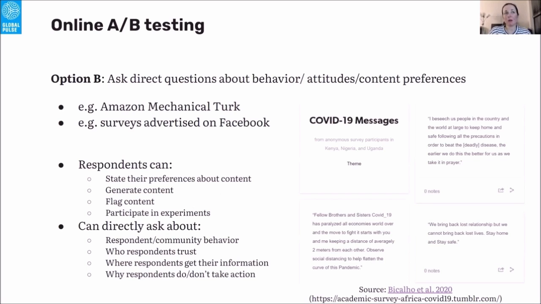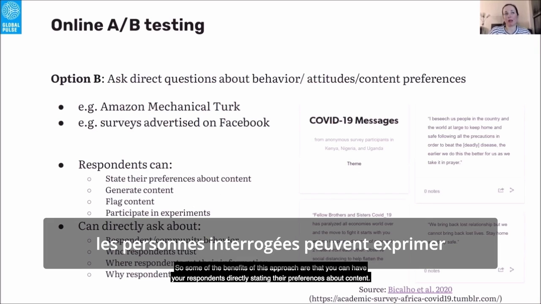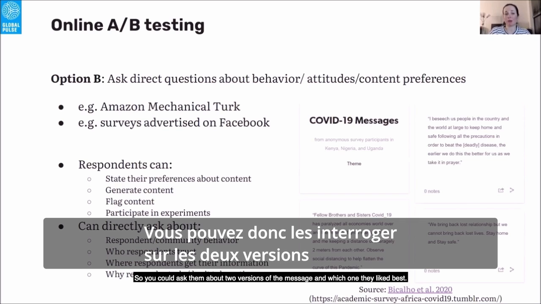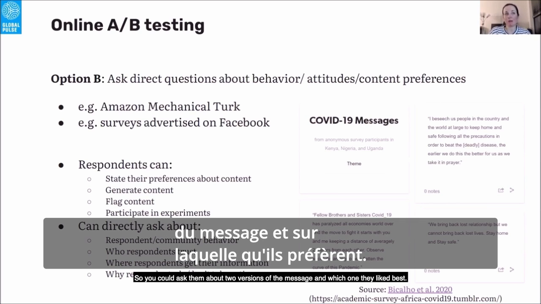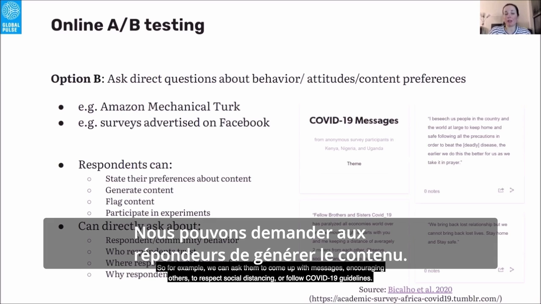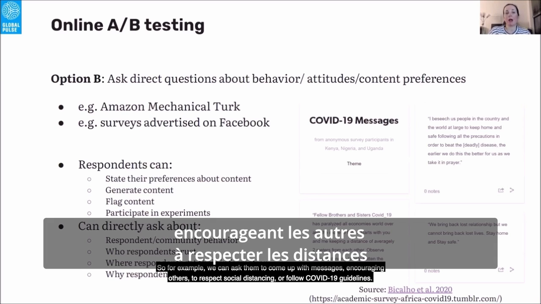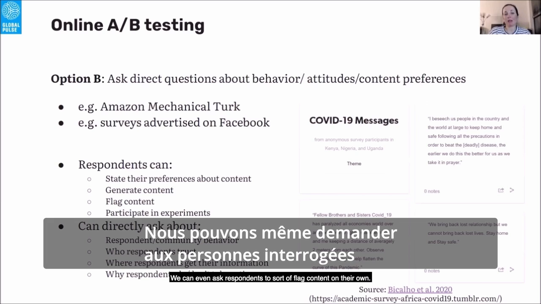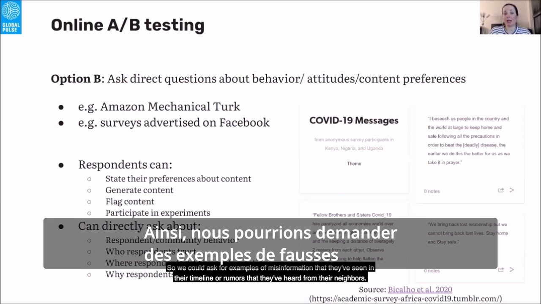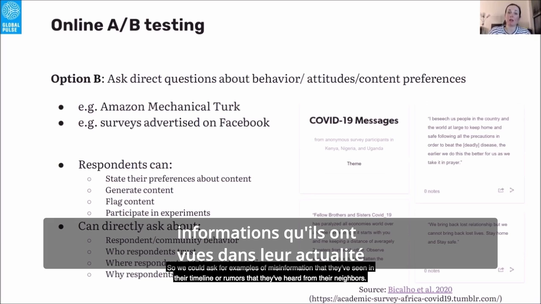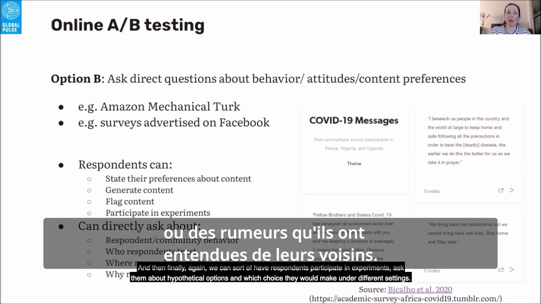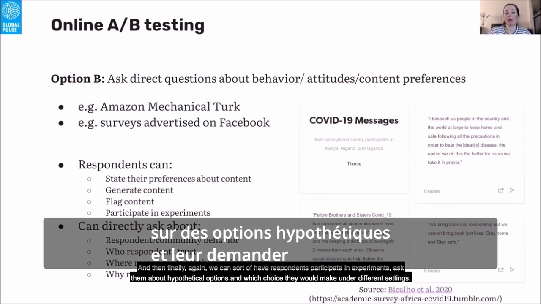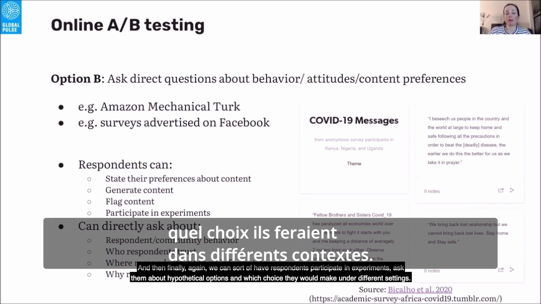Some of the benefits of this approach are that you can have your respondents directly stating their preferences about content. So you can ask them about two versions of the message and which one they like best. We can also have respondents generating content. For example, we can ask them to come up with messages encouraging others to respect social distancing or follow COVID-19 guidelines. We can even ask respondents to flag content on their own. So we could ask for examples of misinformation that they've seen in their timeline or rumors that they've heard from their neighbors. And then finally, we can have respondents participate in experiments, ask them about hypothetical options and which choice they would make under different settings.